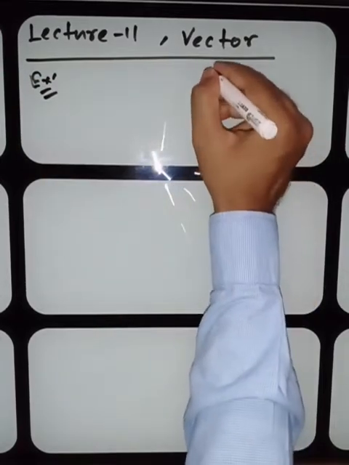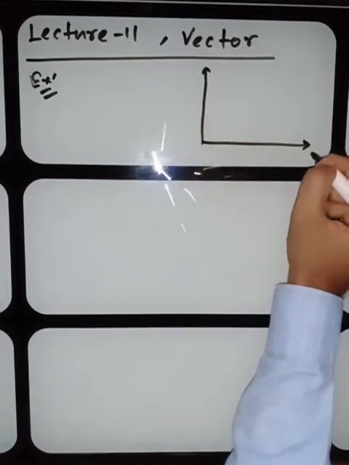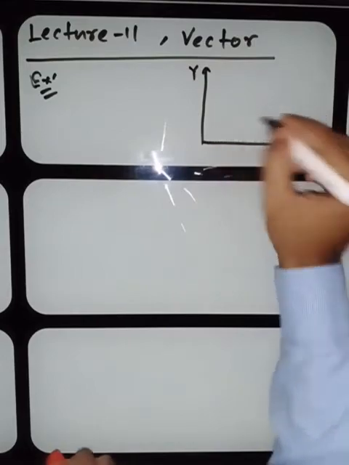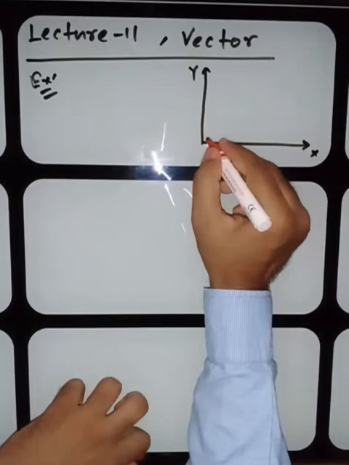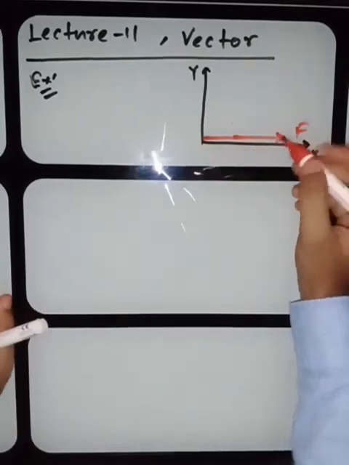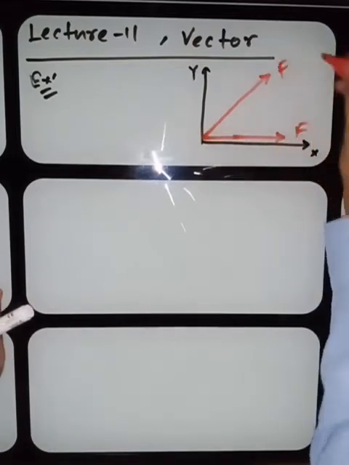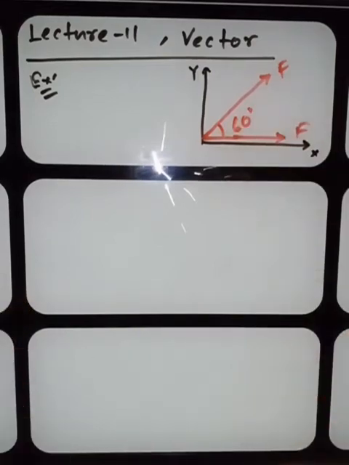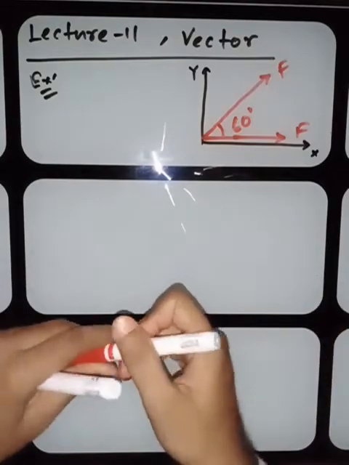On the x and y axis, this is very important. Here one force is acting parallel to the x-axis. Suppose this is the force F, and another is also an identical force, and both are acting at 60 degrees. It is asked to find the magnitude and direction of the resultant.